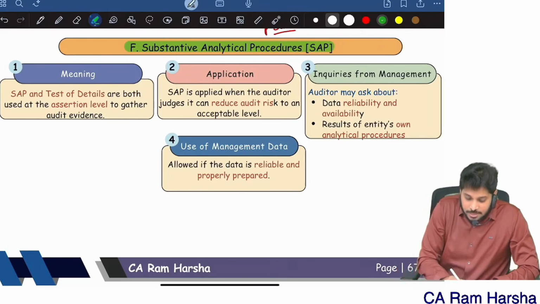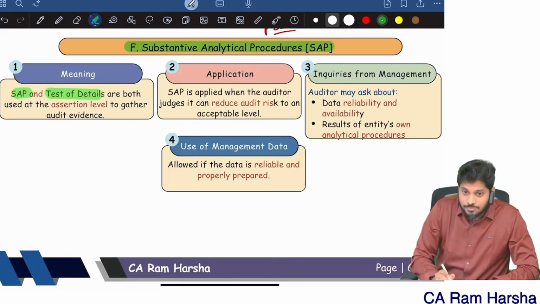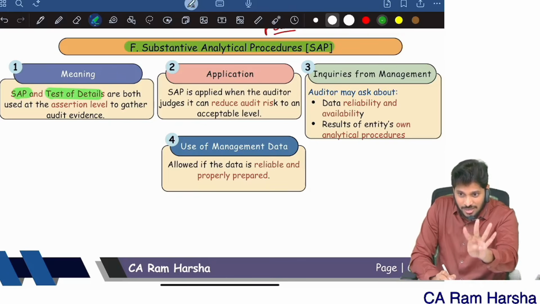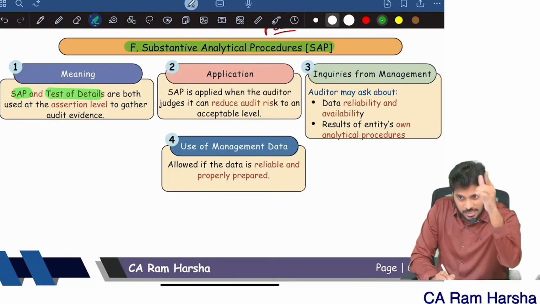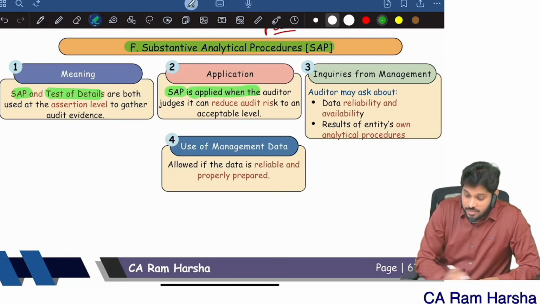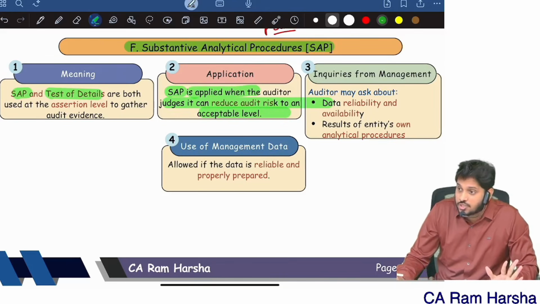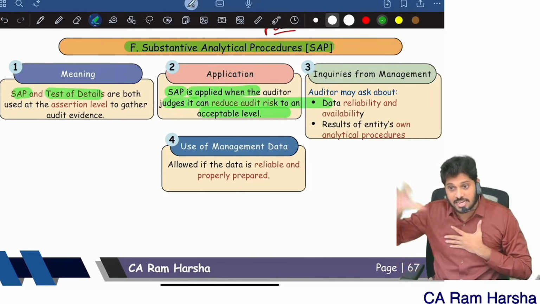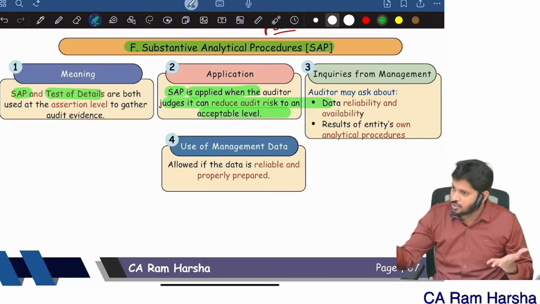Now, what is substantive analytical procedure? First of all, substantive procedures include two: substantive analytical procedure and test of details. Both are part of substantive procedures. Substantive analytical is applied when the auditor judges it can reduce the risk to an acceptable level. If the auditor feels that analytical procedure will reduce the risk, he will use it.